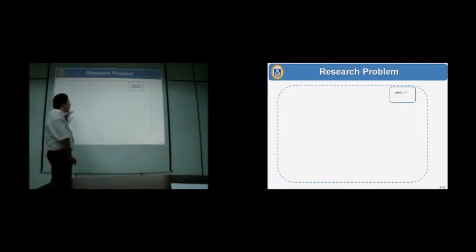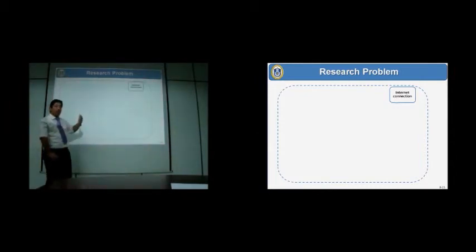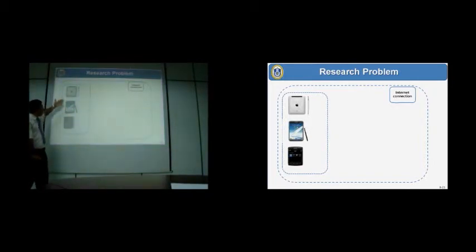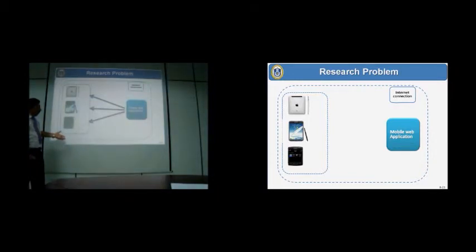The research problem. As we can see here, we have the internet connection because, as we mentioned before, the web application requires an internet connection to run, because the application is supposed to be stored on a remote server. So through the connection between clients and server, the application can be run. So we have the internet connection, and we have different types of mobiles, which have different sizes, different brands, different platforms. And on the other hand, we have mobile applications that we want to run over all these devices.